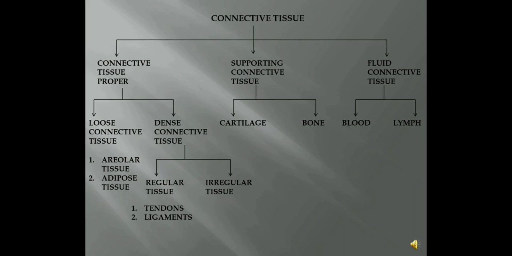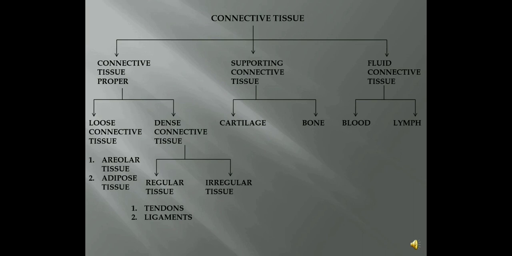Then dense connective tissue is also divided into two parts, that is regular dense connective tissue and irregular dense connective tissue. Regular dense connective tissue is again divided into two parts, that is tendons and ligaments. Then coming towards supporting connective tissue or skeletal connective tissue, you'll find it is also divided into two parts, that is cartilage and bone. Then the third one, fluid connective tissue, is also divided into two parts, that is blood and lymph. Now amongst these three, we'll not study fluid connective tissue here in this class.